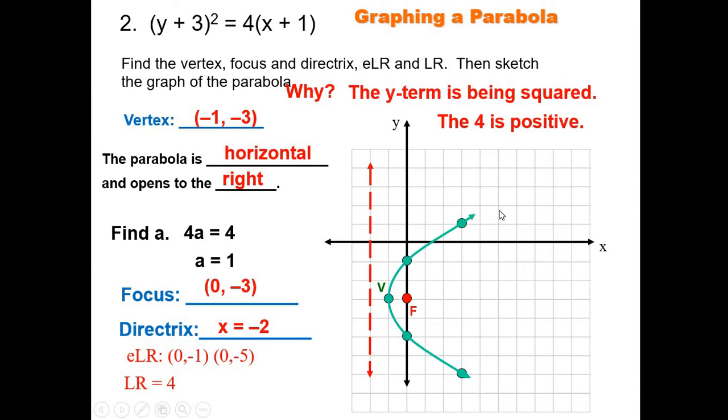So, as you can see, the parabola opens to the right. Yan. Without using the formulas. Okay, if you cannot memorize the formulas, as long as you know the value of A, you can be able to locate the focus, directrix, endpoints of the latus rectum, and the length of the latus rectum.